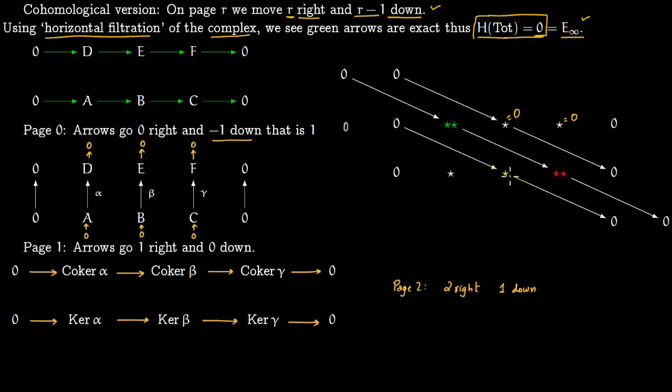Similarly here you can see on page 3 the kernel of this map will be the cohomology, but the kernel of this map is just this star, and after page 3 it will be stabilized just like it is stabilized here. So it will remain star till page E infinity, but on E infinity this is 0. So this is also 0. Similarly this is 0. Now these are zeros, that is fine.